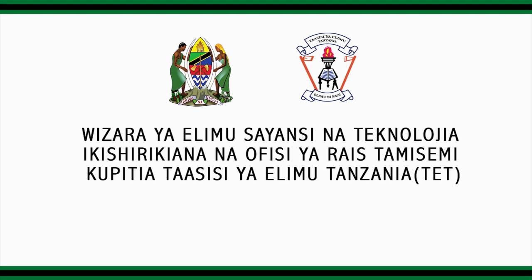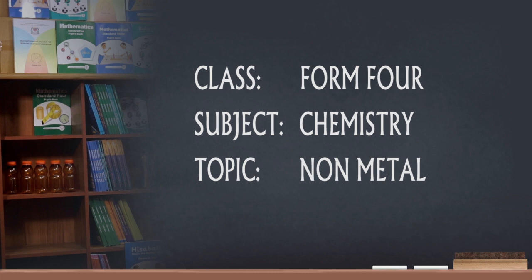B. Non-metals are bad conductors of heat and electricity. C. Non-metals have low melting and boiling points. D. Non-metals have low density. E. Non-metals are non-malleable. Non-malleable means cannot be easily made into different shapes. And F. Non-metals are non-lustrous. That is, they are not shining. The following are the chemical properties of non-metals.